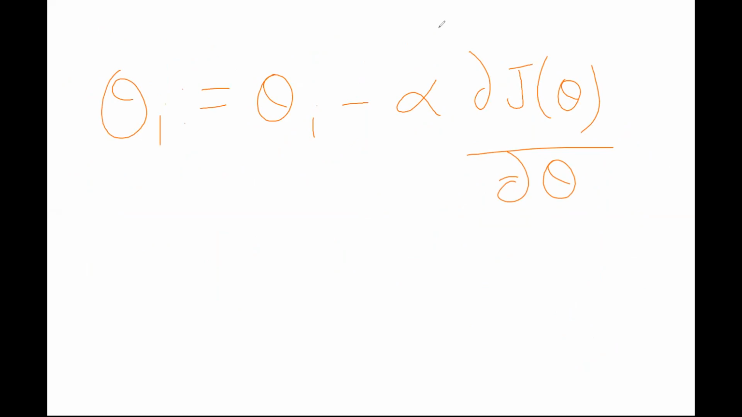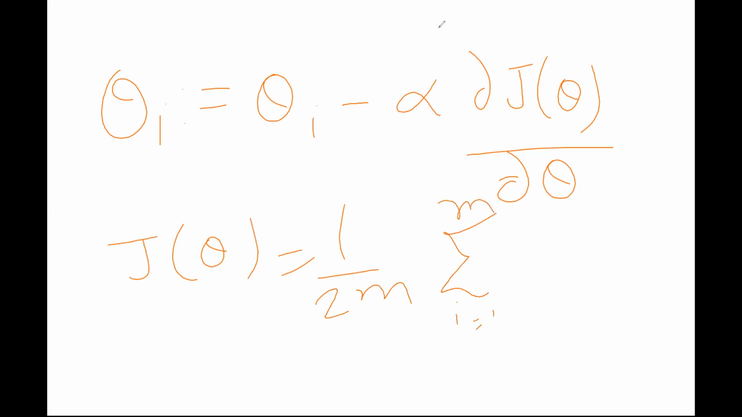And my J cost function is 1 upon 2m, summation of i equals 1 to m, h theta of x i minus y i, whole square. Okay, this was our cost function, and the first one is our descent update rule.